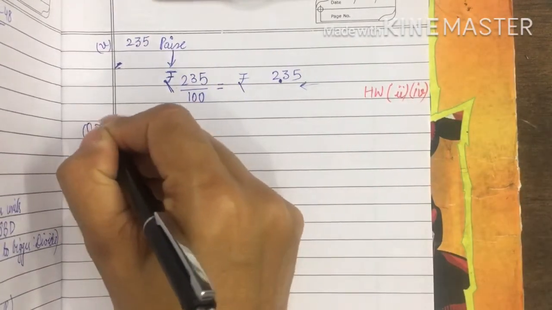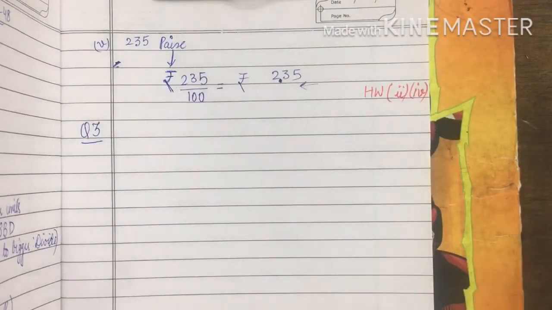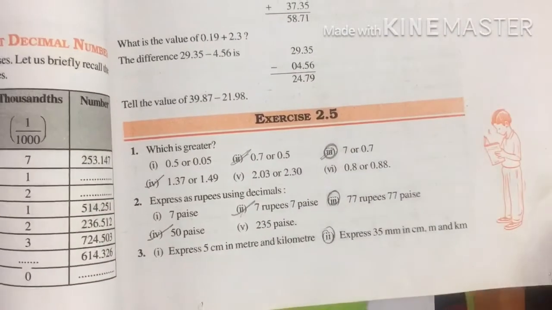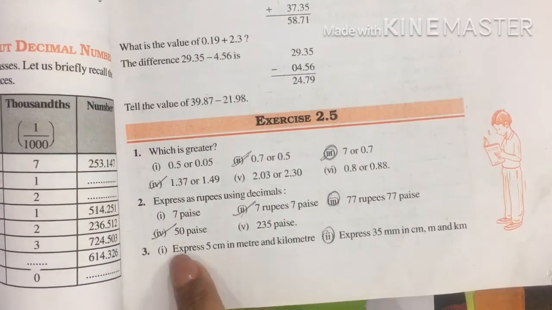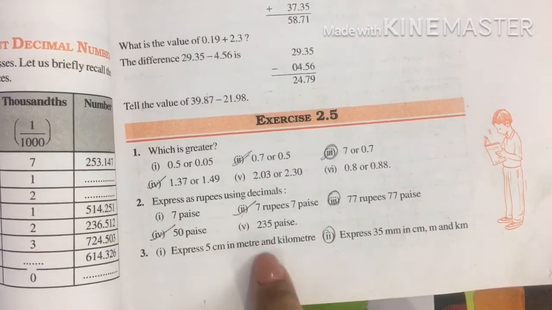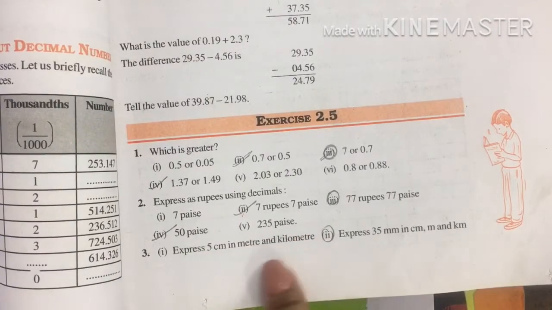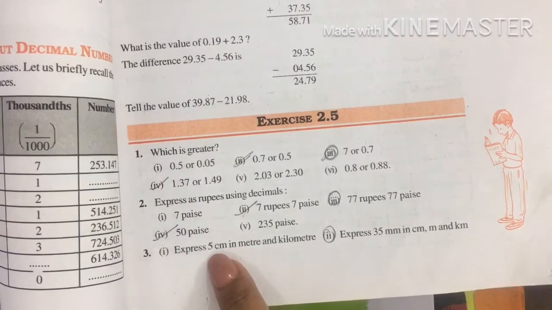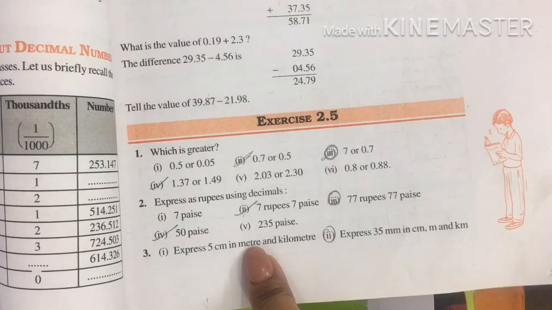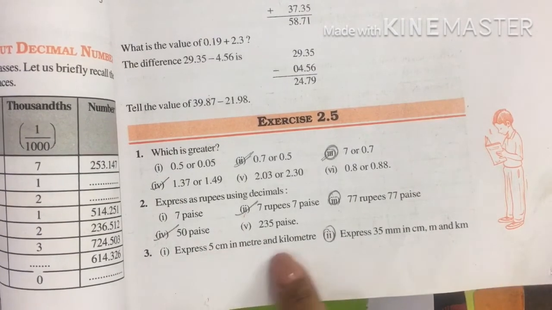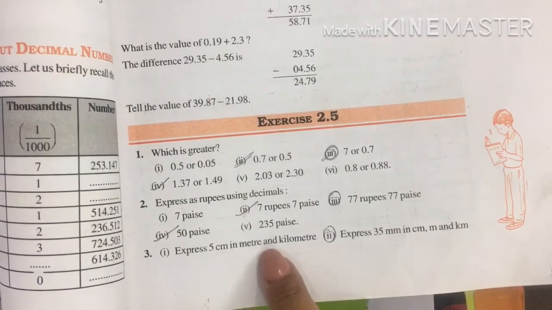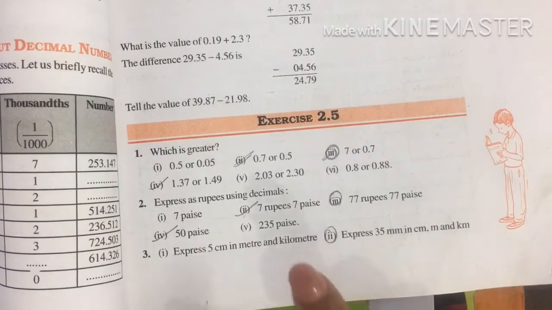Question number 3, first part. Express 5 centimeters in meters and kilometers. Now it looks as if it is together, but we have to do it separately. What we want to do is, first change centimeters into meters, and then secondly, change the same value into kilometers. So there are two parts. Change this first into meters, then into kilometers. Let's do this.